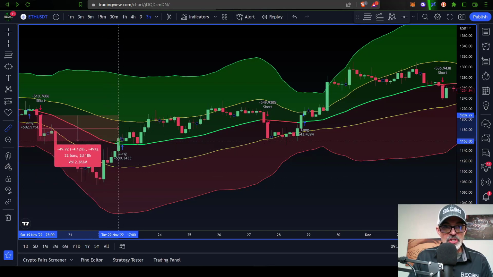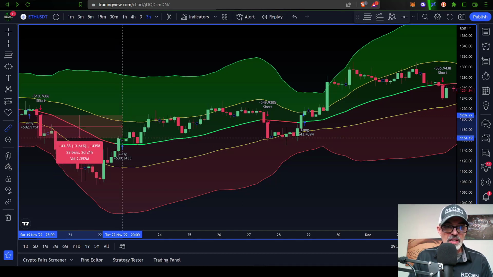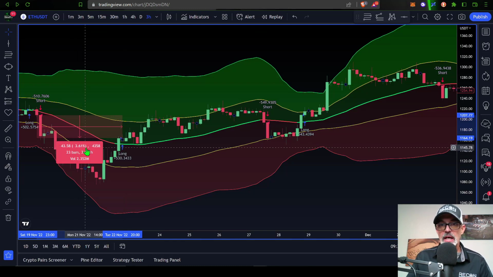And then the strategy exits when the price again crosses up above the center line, and we would exit at the top of this candle. So we would exit right here. And in this case, the strategy would have locked in around a 3.61, call it 3.5% profit. Again, with a little bit of leverage, 10x, that would have been perhaps a 30% move.